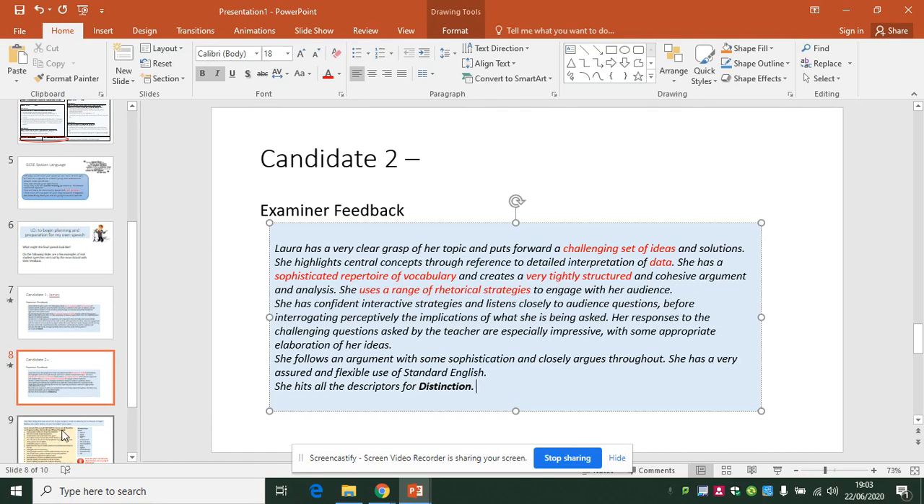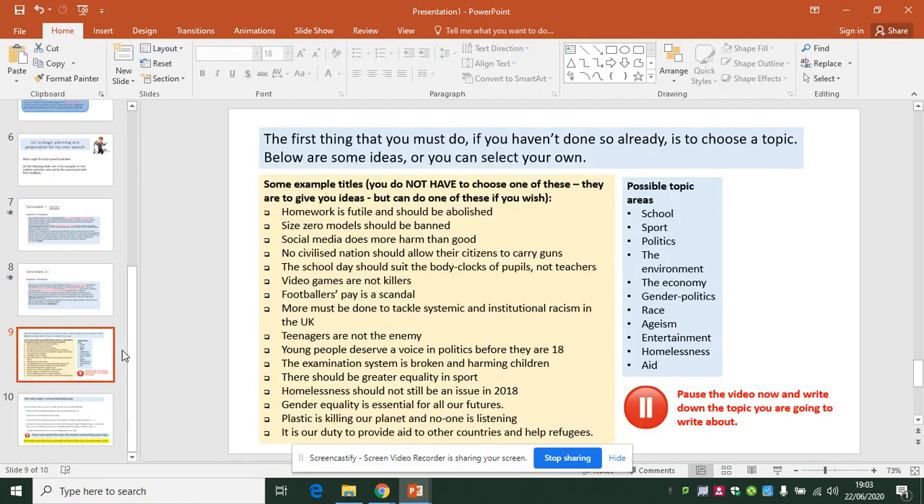Now we get on to the fun part. Now we get on to choosing your topic. So the first thing that you need to do is, if you haven't done so already, choose your topic. So what I need you to do now is pause the video and I want you to write down the topic that you're going to write about. You could choose one from here. You could choose one from this kind of area here that's not as specific, or it could be anything that you are interested in. If you're unsure if it's appropriate, just message me and show my homework and I can let you know. So pause the video now and write down the topic that you're going to write about.